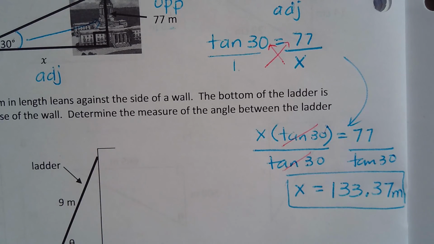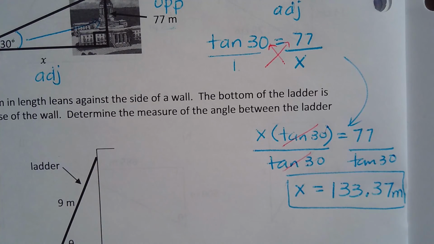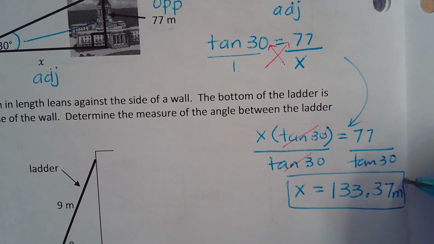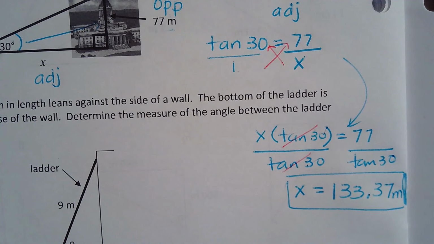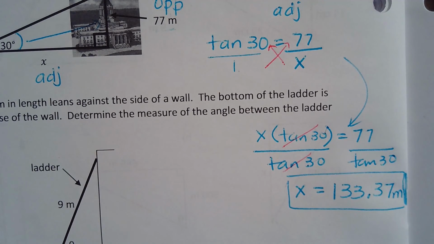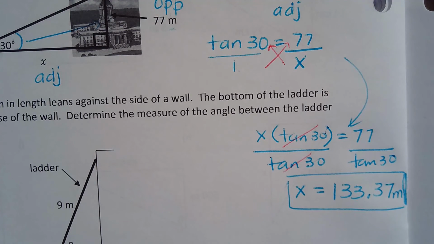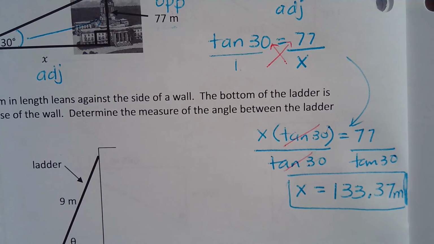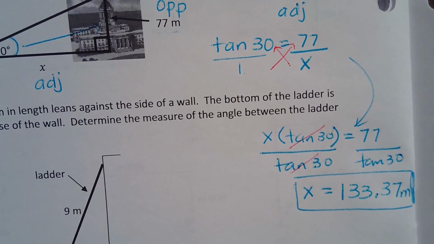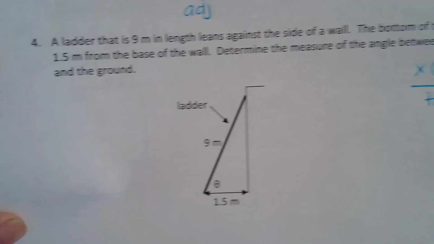Is that okay? Is it getting better? Yeah, did you get it? Yeah, 77 divided by tan of 30. Is that okay? And we'll try number 4. Try question 4. Okay.